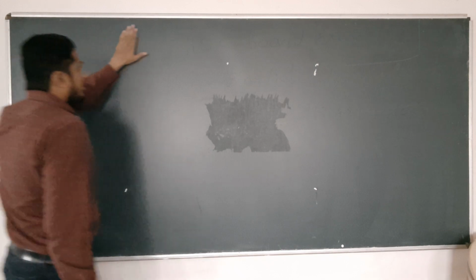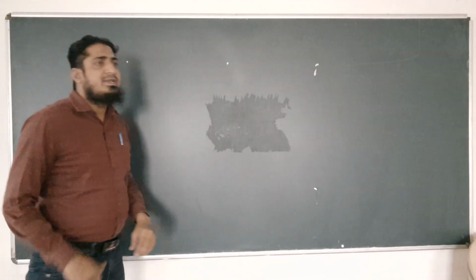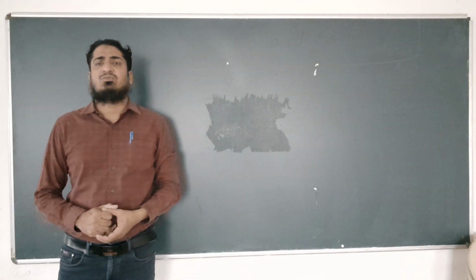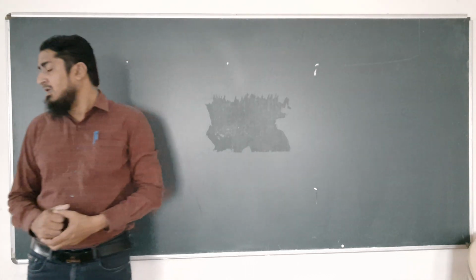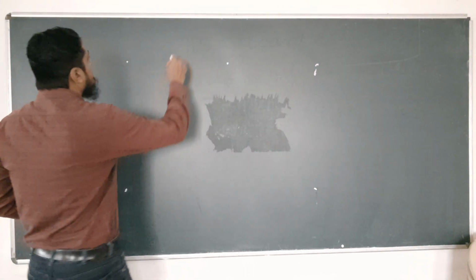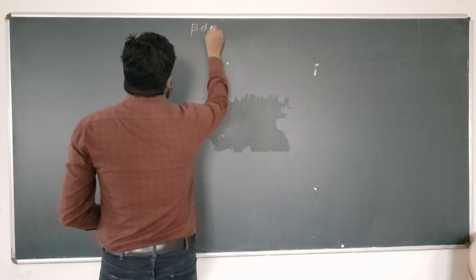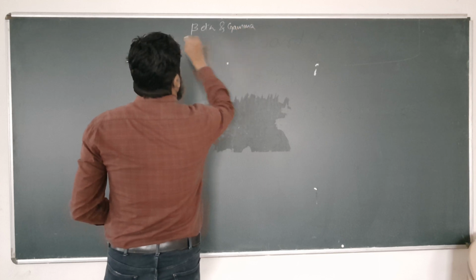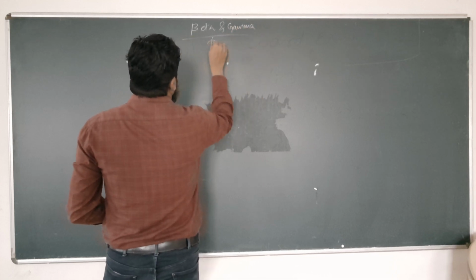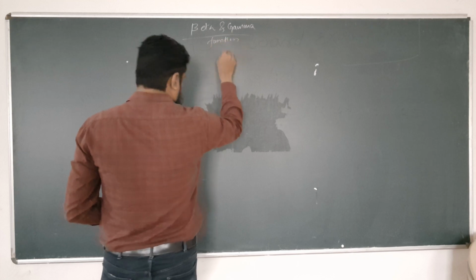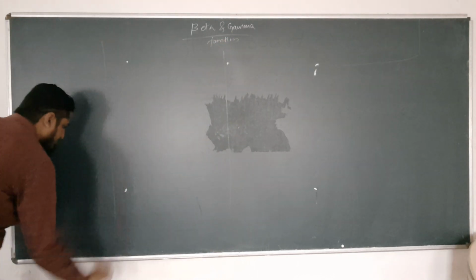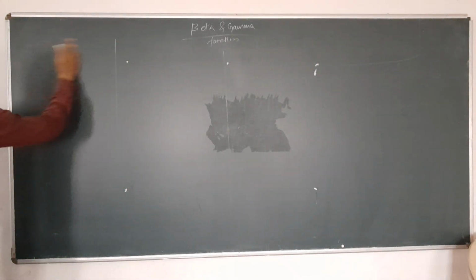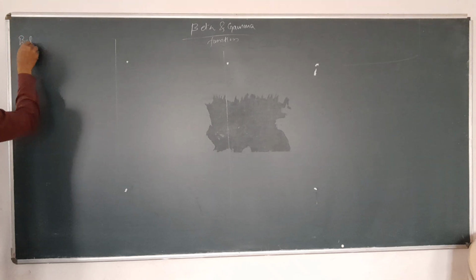In this chapter the definition of beta and gamma function is very important, different forms of beta and gamma function are also important, and the relation between beta and gamma function is also important. So let us recall the definitions of beta and gamma function.